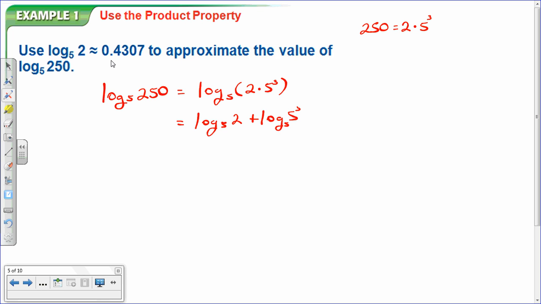Okay, log base 5 of 2 is given to us up here. It's an approximation of 0.4307. And log base 5 of 5 to the third power is 3. All I need to do is add these two things together, and that gets me an approximation of 3.4307. That's the product property of logarithms.